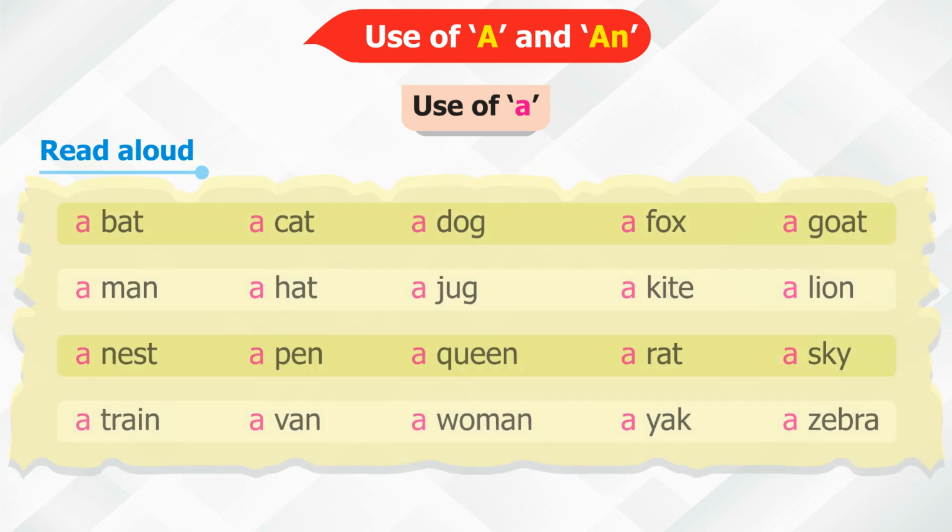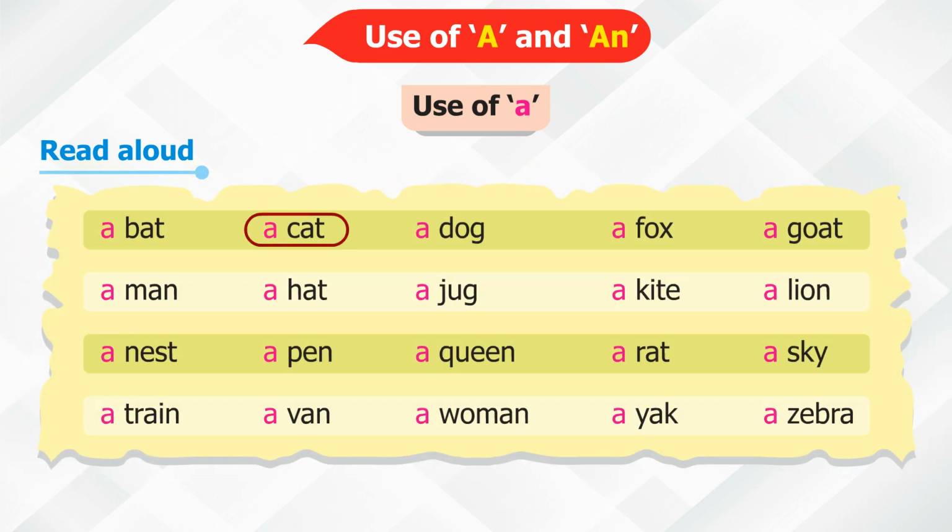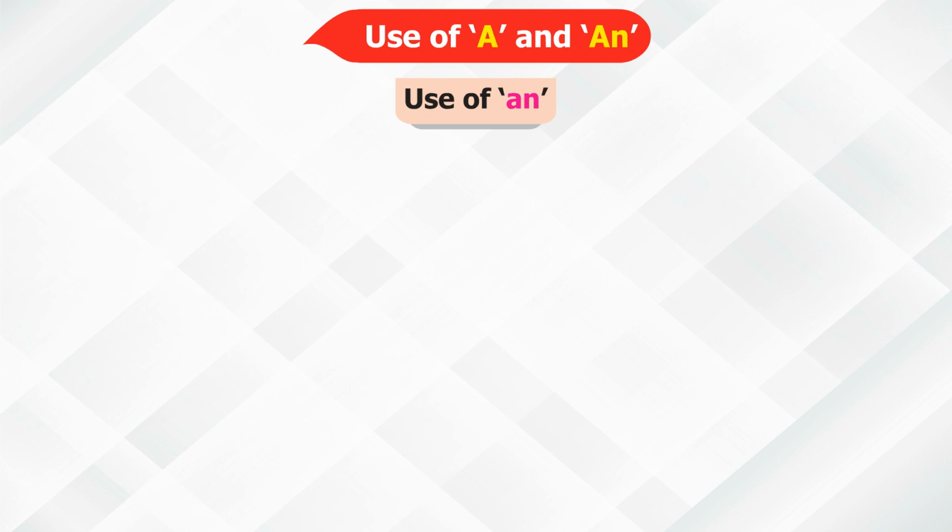Read aloud. A bat, a cat, a dog, a fox, a goat, a man, a hat, a jug, a kite, a lion, a nest, a pen, a queen, a rat, a sky, a train, a van, a woman, a yak, a zebra.